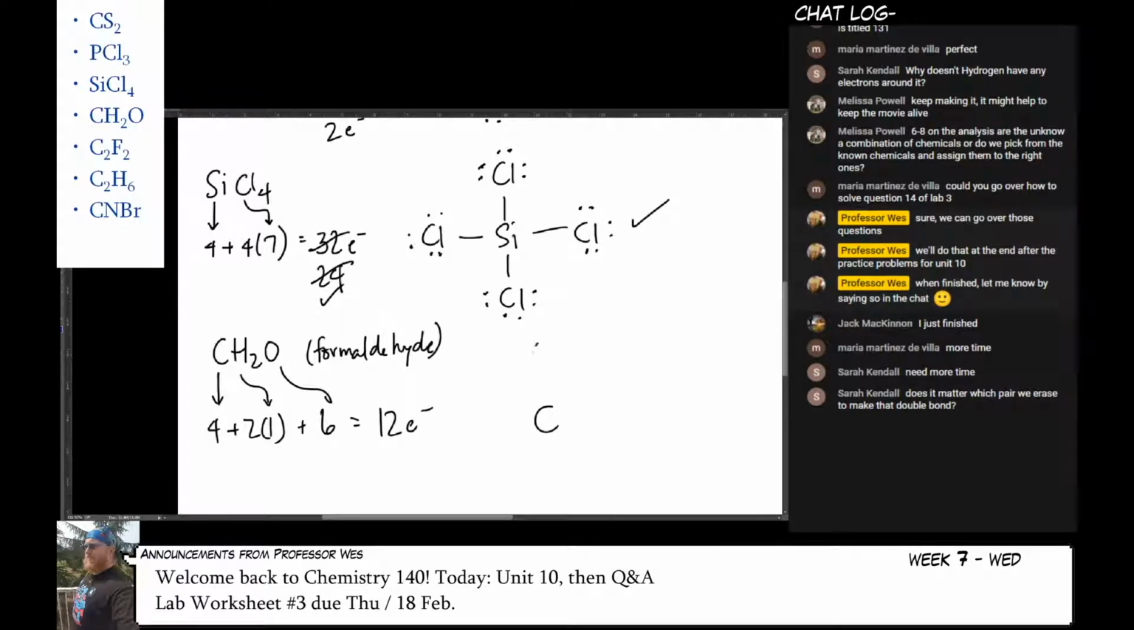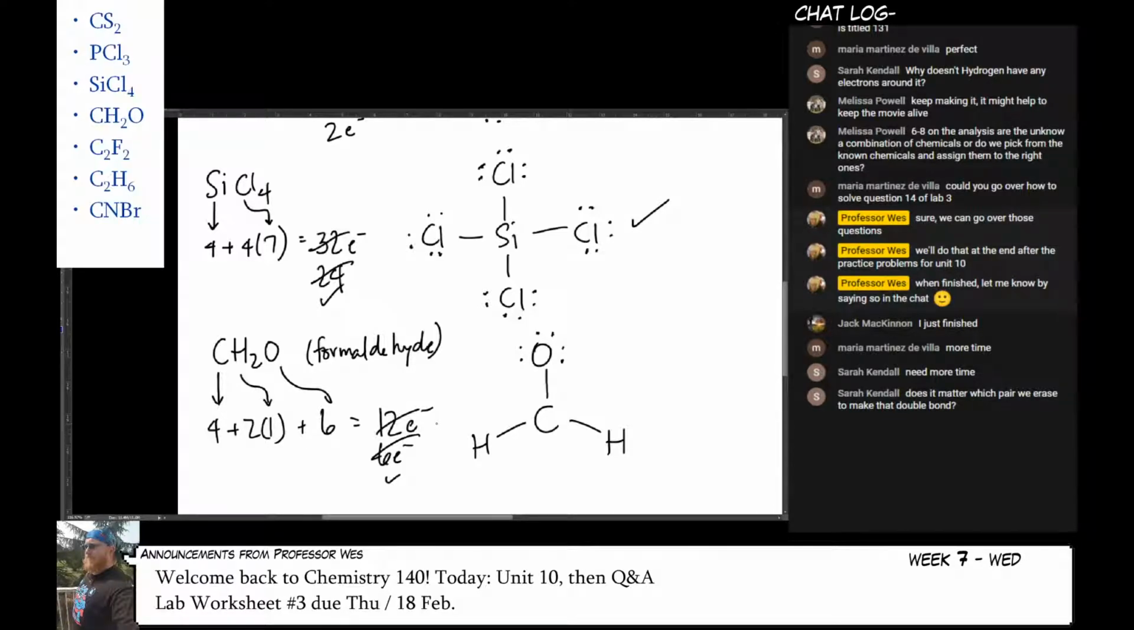Carbon is the central atom. I'm going to just put everything else around the outside. Then we'll connect 2, 4, 6, so that's half my electrons. I'm going to put the remaining ones on the outside atoms. I don't need to do anything with the hydrogens because they're satisfied. They have their duet. But this oxygen up here could use 6 electrons to give it an octet.